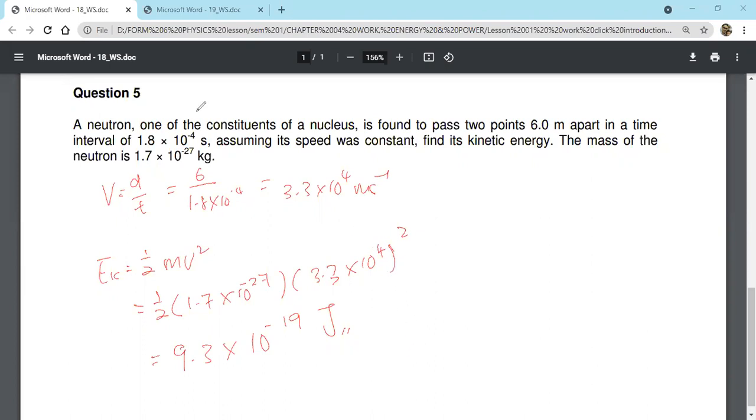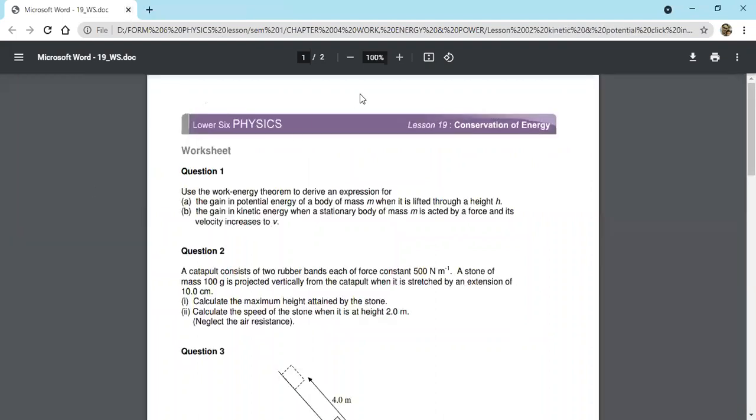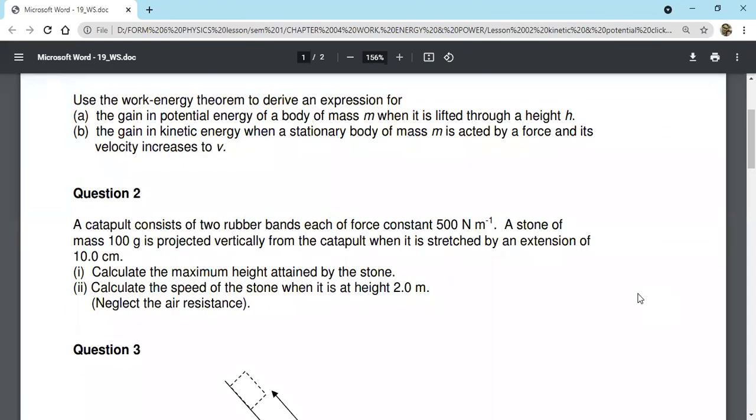Okay, ladies and gentlemen, now we move to the next worksheet. Let's take up lesson number 19, conservation of energy. Question number 1: use the work energy theorem to derive an expression for the gain in potential energy of a body of mass m when it is lifted through a height h.